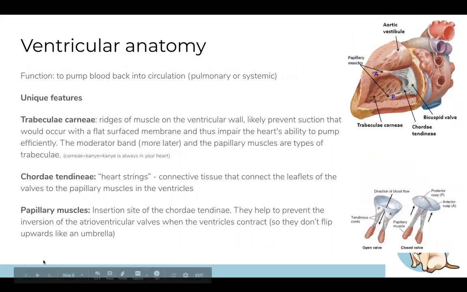So then we have the ventricles. Their function is to pump blood back into circulation, so either to the lungs or to the body. That's pulmonary circulation or systemic circulation. Their particular unique features, besides just being chambers, are the trabeculae carneae. These are equivalent to the pectinate muscles. Pectinate muscles there, trabeculae carneae here. So they're basically rigid bits of muscle.